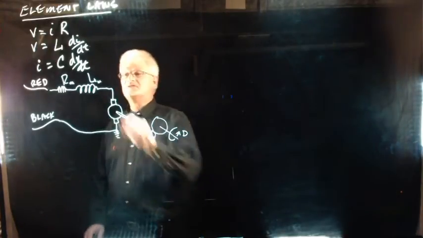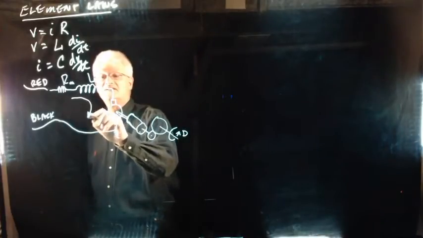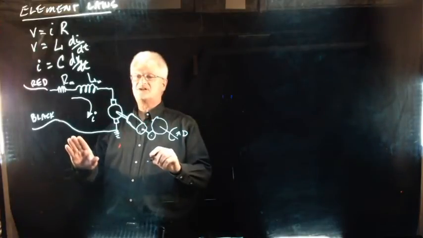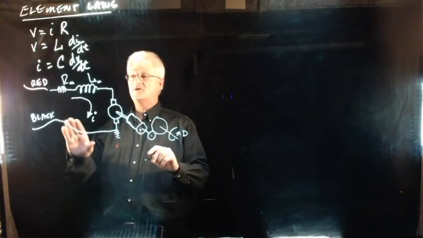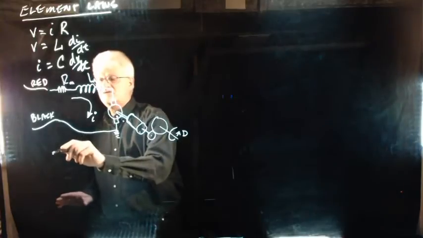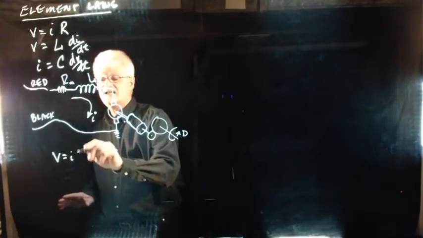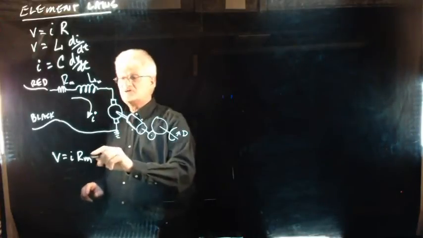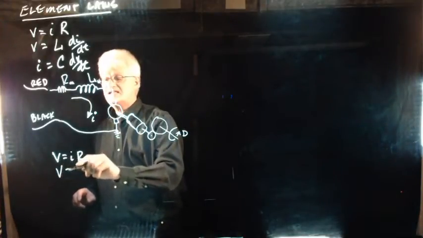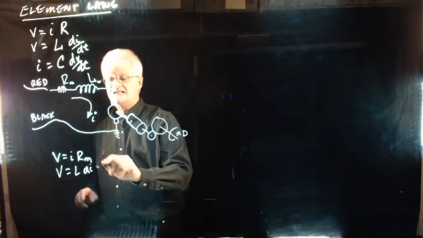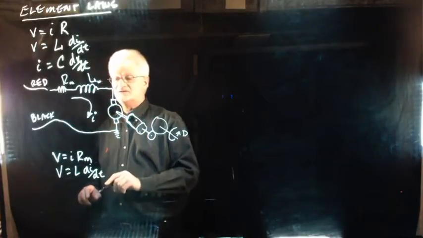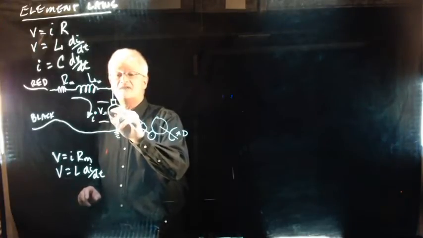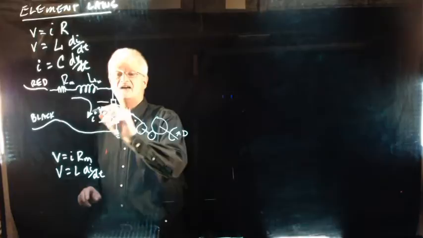So what we'll do is look at the current flowing through, I. Then we'll look at the voltage drops across each element of the motor. There's going to be a voltage drop V equals I R sub M. That's one voltage drop. We're going to have another voltage drop equal to V equals L di/dt. And then it turns out there's one more voltage drop, the V sub EMF, the back EMF voltage drop.